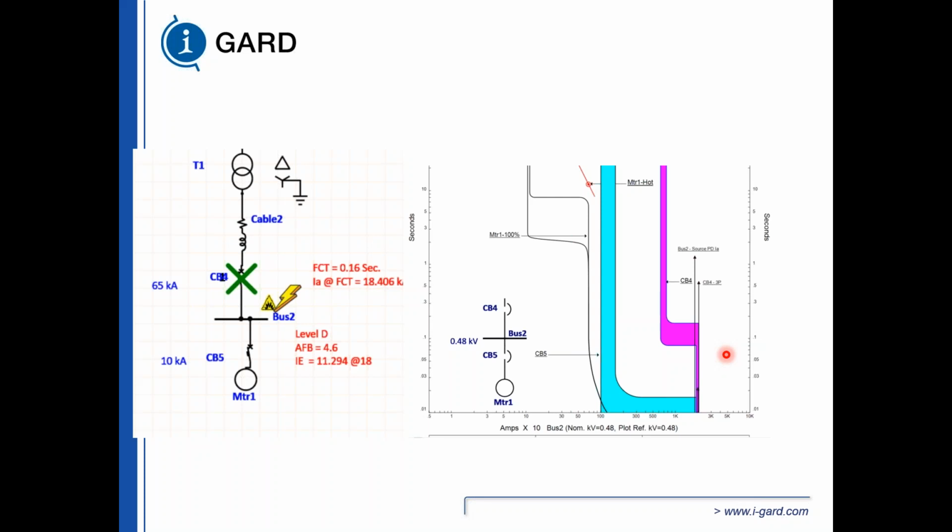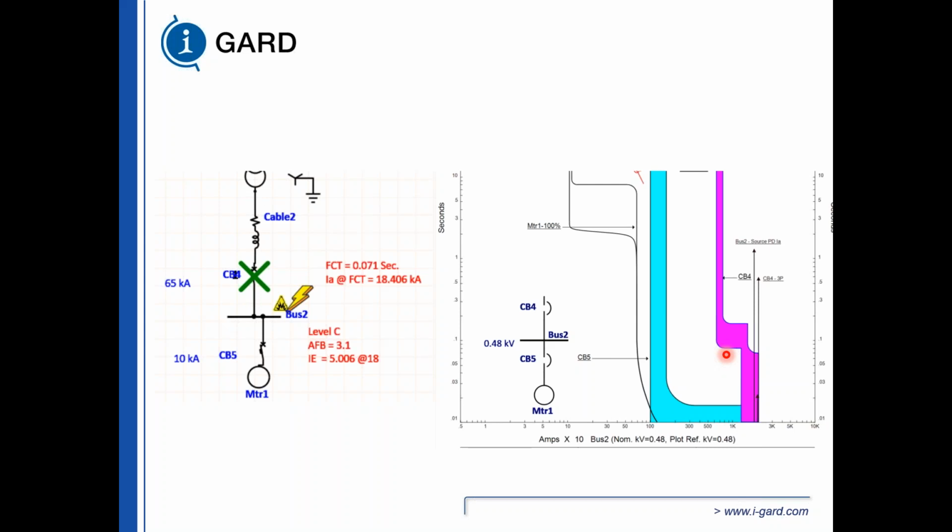So I've lowered the instantaneous now to 6 times. Well, 6 times we're just barely at the start of the instantaneous pickup. 6 times pickup is 19.2 kA, and we're at 18.4. 18.4 is still less than 19.2, so we're still at 11.294. So we tripped on this breaker on short time. We didn't trip it on instantaneous. Going to 4 times instantaneous.